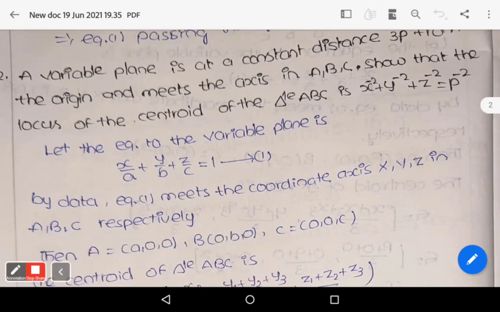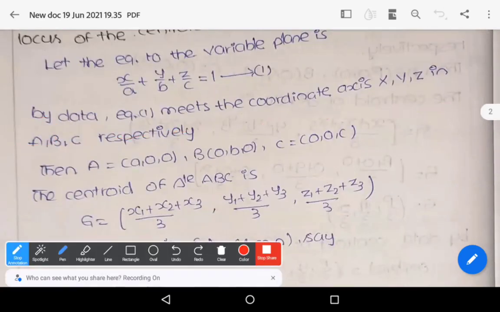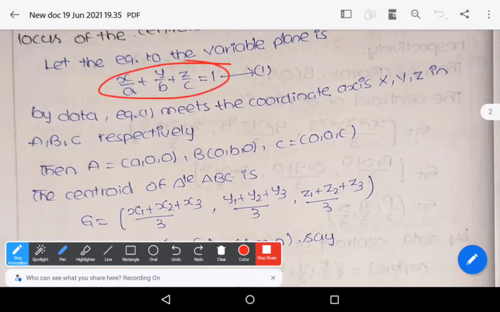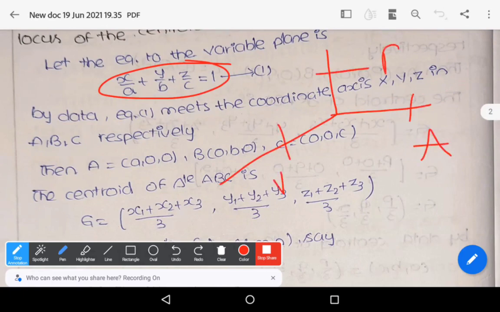Now you observe that. Let us take the equation to the variable plane as x by a plus y by b plus z by c is equal to 1. By data, equation 1 meets the coordinate axes in x, y, z at the points A, B, C respectively. I mean, A lies on the x-axis, B lies on the y-axis, C lies on the z-axis.